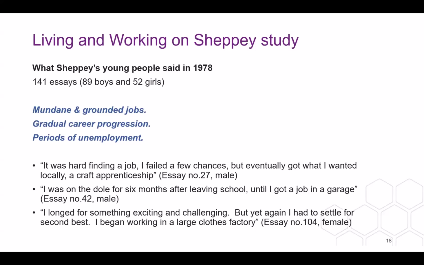So not all of the essays were quite as strong as some of the examples here, but those were strong themes throughout the data set. So very realistic and very down-to-earth kinds of commentary on their life. So, for example, the boy who said, "It was hard finding a job. I failed a few chances, but eventually got what I wanted locally." Or another who said, "I was on the dole for 6 months after leaving school," so they were on benefits after leaving school, "until I got a job in a garage." Or a girl on the bottom who said, "I longed for something exciting and challenging, but yet again, I had to settle for second best. I began working in a large clothes factory."